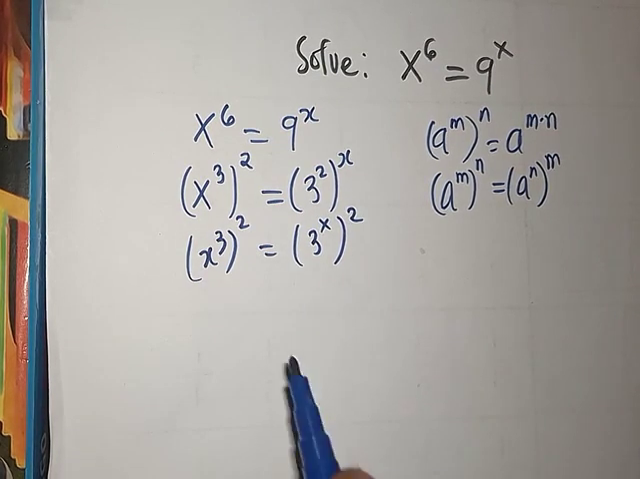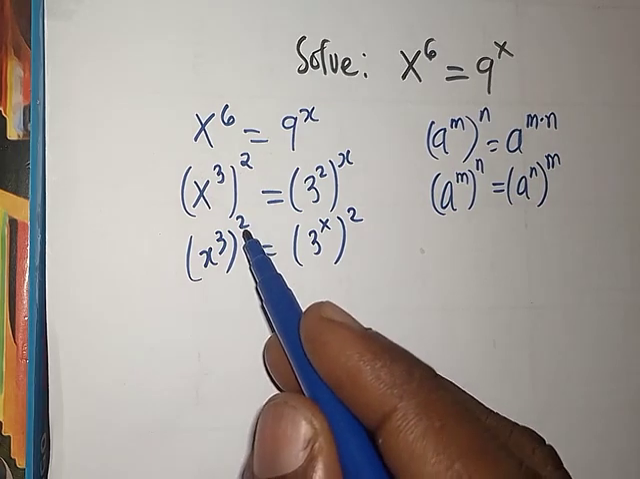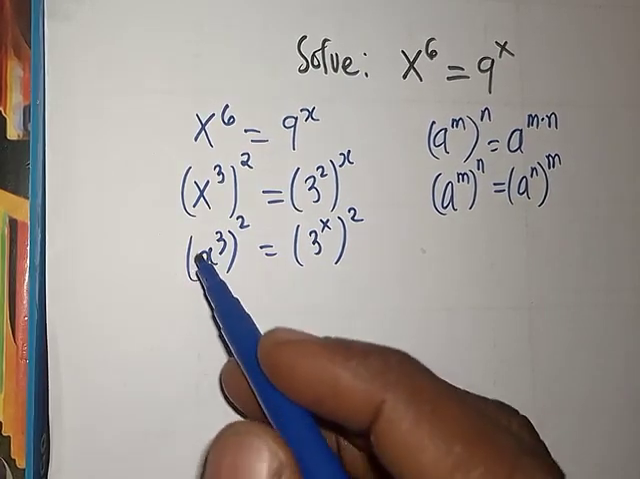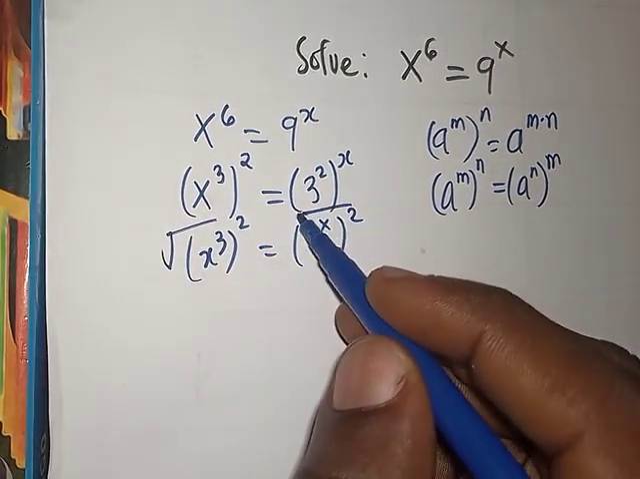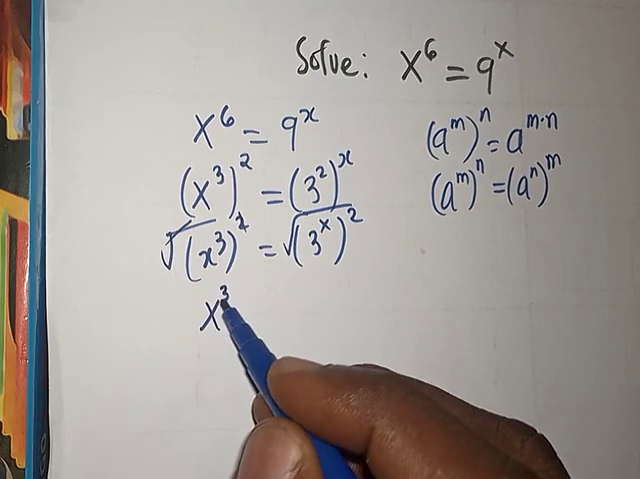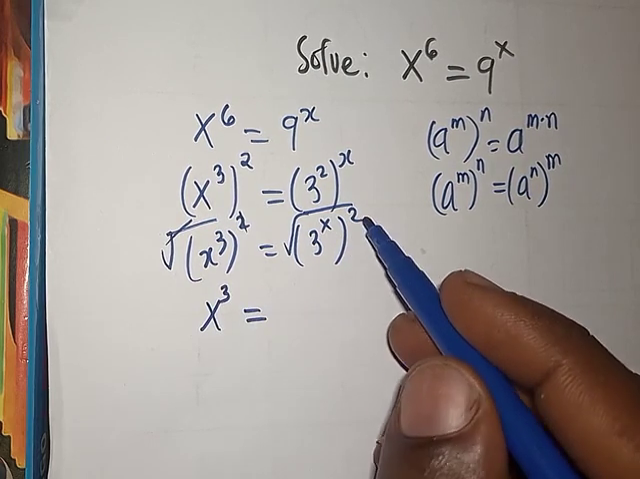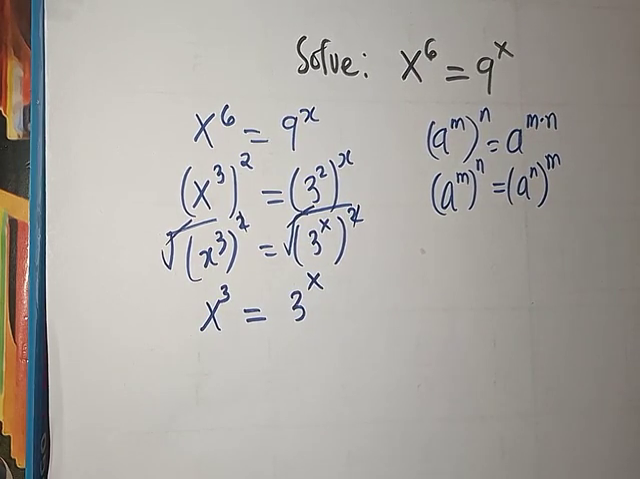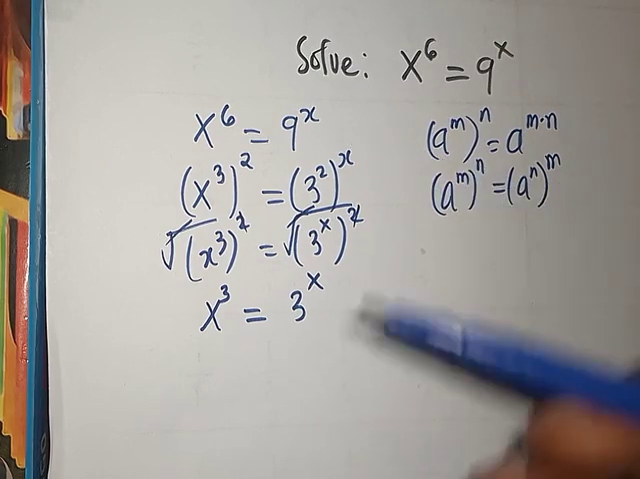Now let's say you want to get rid of this power, that is 2, because they are the same. When we get rid of these 2, it means we reduce the equation to a simpler form, then from there we solve further. You can see that these 2 will actually cancel, but I don't want to do it like that. So let's say we take the square root of both sides. Taking the square root of both sides, you see that this square cancels the square root. So we have x to power 3 equals 3 to power x. So this is the reduced form of the equation we have here.